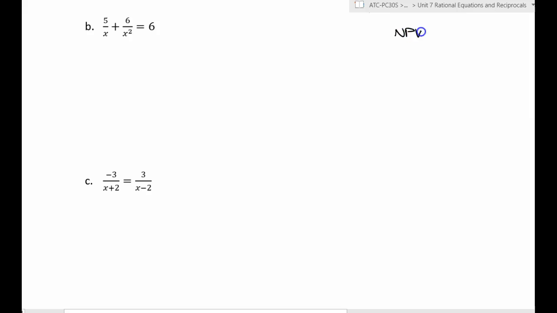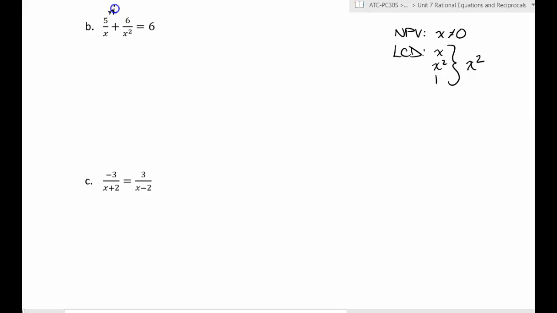Again, my non-permissible value is that x cannot be 0. My lowest common denominator in this case is going to be a comparison of x versus x squared versus 1. Well, the most x's I need is 2 x's, or x squared. And I don't have any coefficients with my variables, so 1 is perfectly fine. So my lowest common denominator is just x squared. So that's kind of nice.